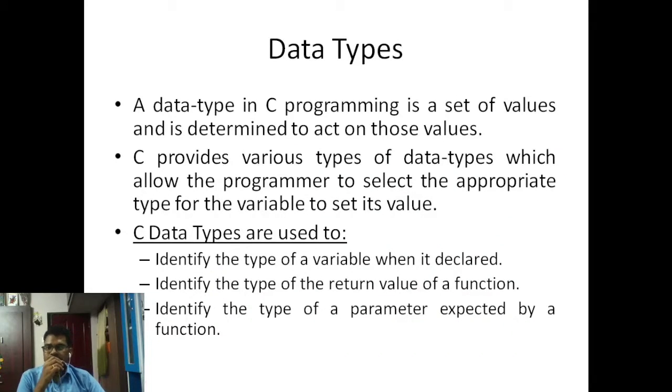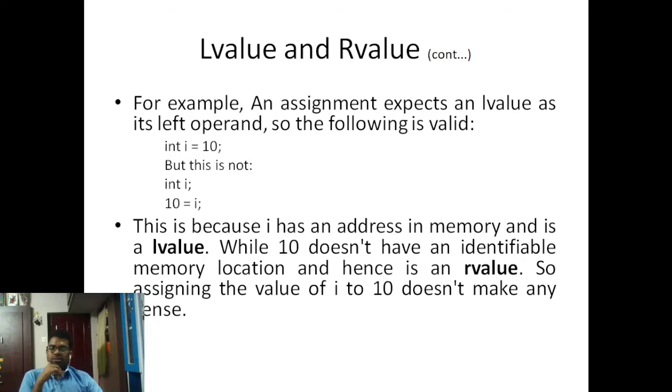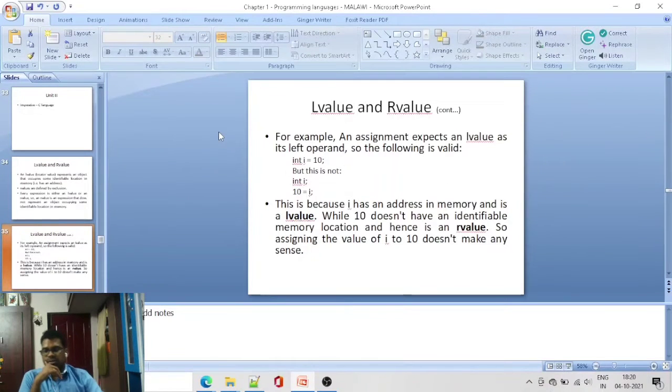Data types. A data type in C programming is a set of values and the operations determined to act on those values. In the previous statement, int is the data type. So the variable i can hold only decimal values without a point; 10.0 won't work. It can take only integers.